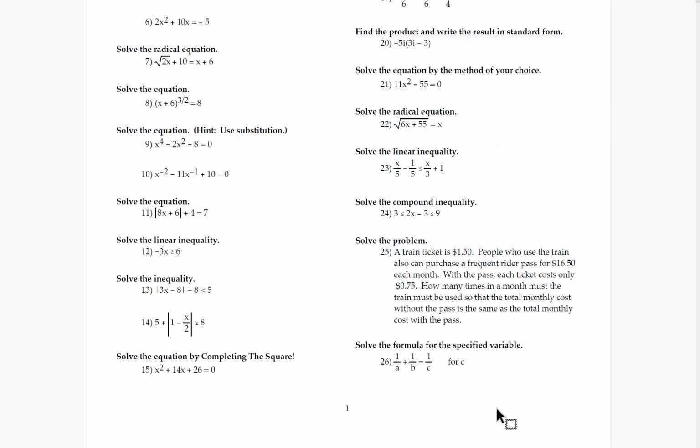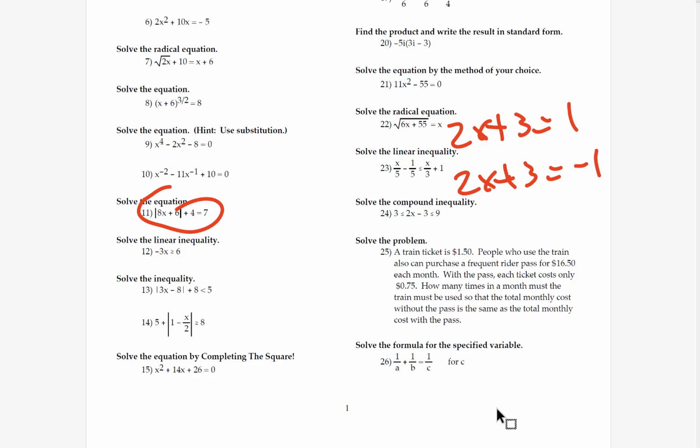Now, when you have absolute values in an equation, that turns it into two separate equations. I'm not going to go into the detail here, but let's say the two equations end up being 2x plus 3 equals 1 and 2x plus 3 equals -1, which is not what we get here.